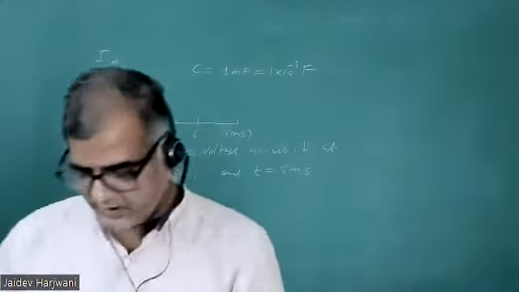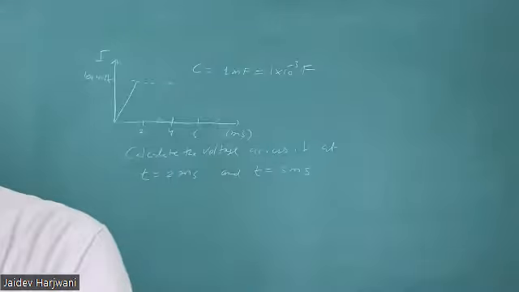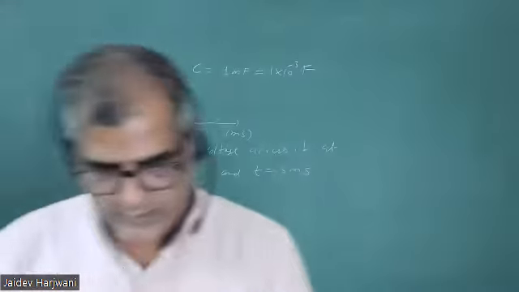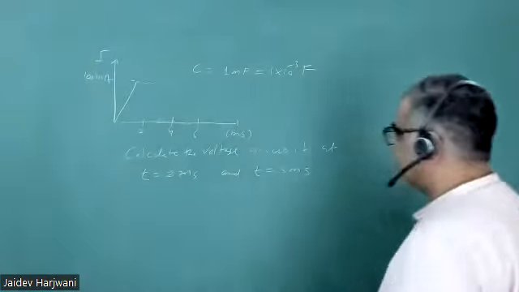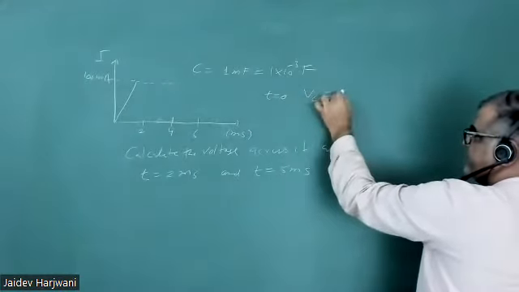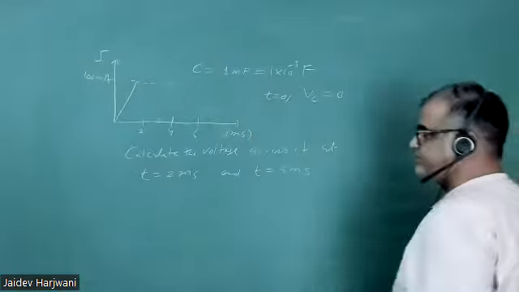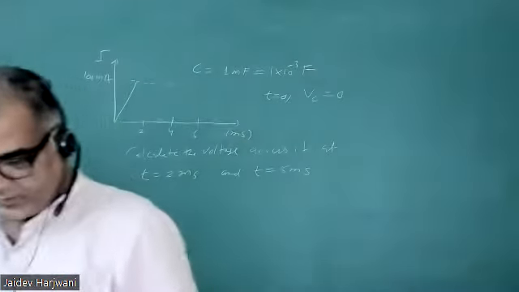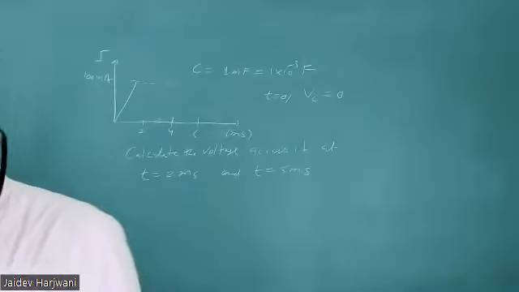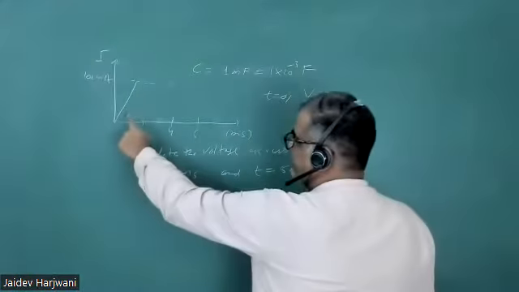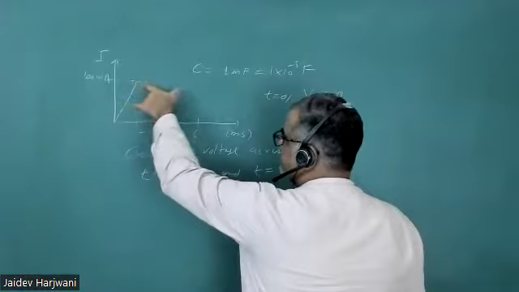So which formula should we use? The voltage of the capacitor at t equal to 0 is 0. Which formula should I use? V equals 1 by C integration of I dt. Yes. So first we want to find, since the current is different here and different there.